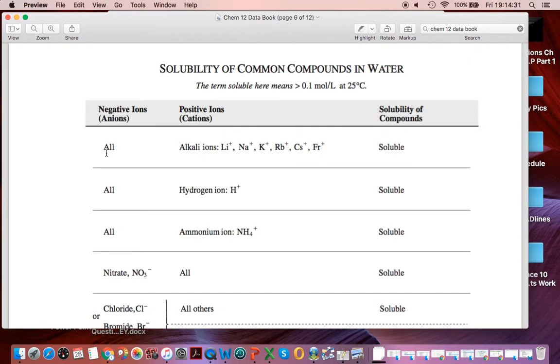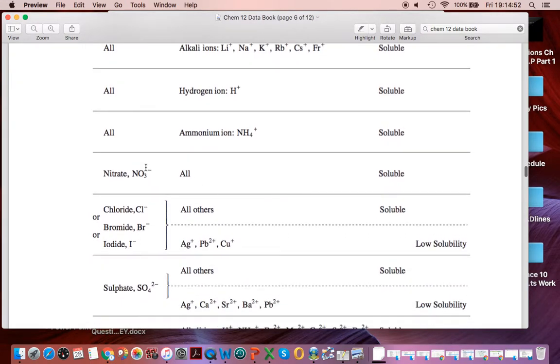Good day. This is a chart that you should have and know how to use. I talked about it in the PowerPoint, and you just have to get in the habit of how to tackle things. If you see any of these metal ions, so alkali metal ions, H plus, NH4 plus, then it's soluble. If you don't see those ions at the front end, then I would suggest you look at the non-metal part, the negative ion part. Nitrates, all soluble.